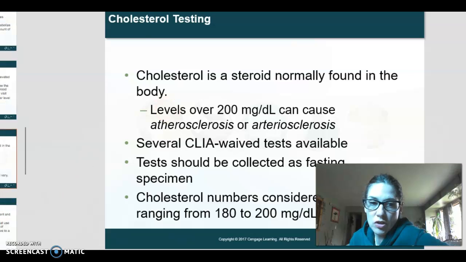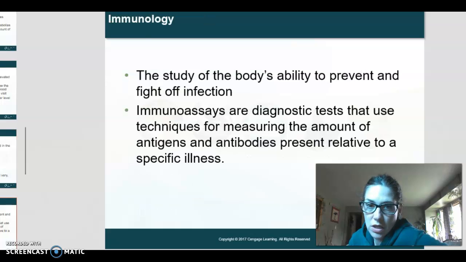So these are usually always done for your annual wellness visits. Doctors just like to do these to determine where you are as a cardiovascular risk.